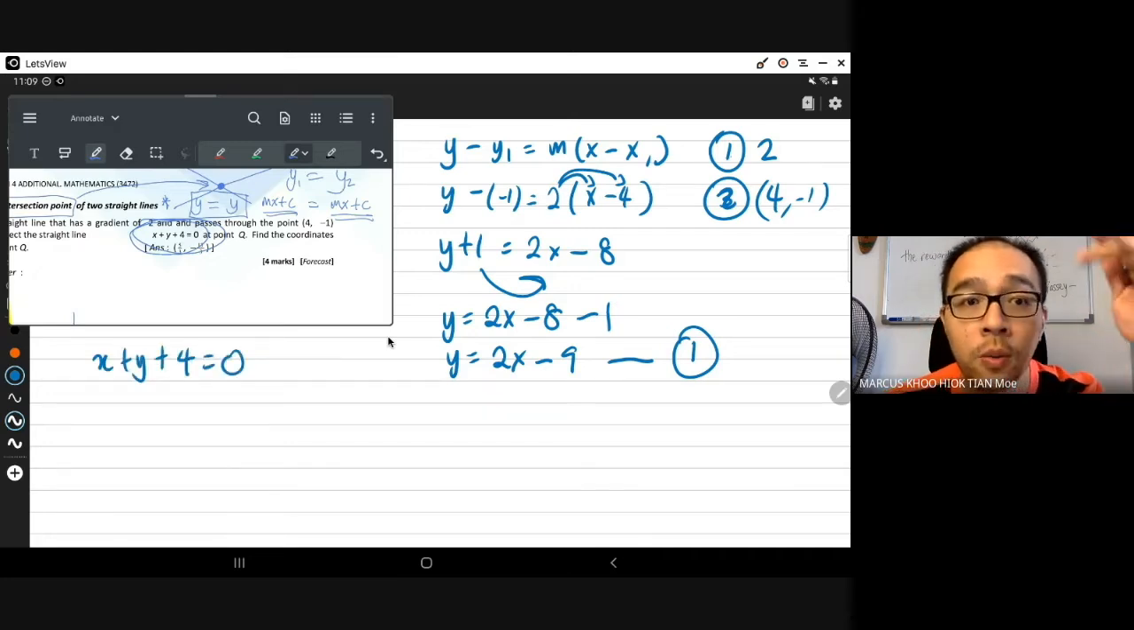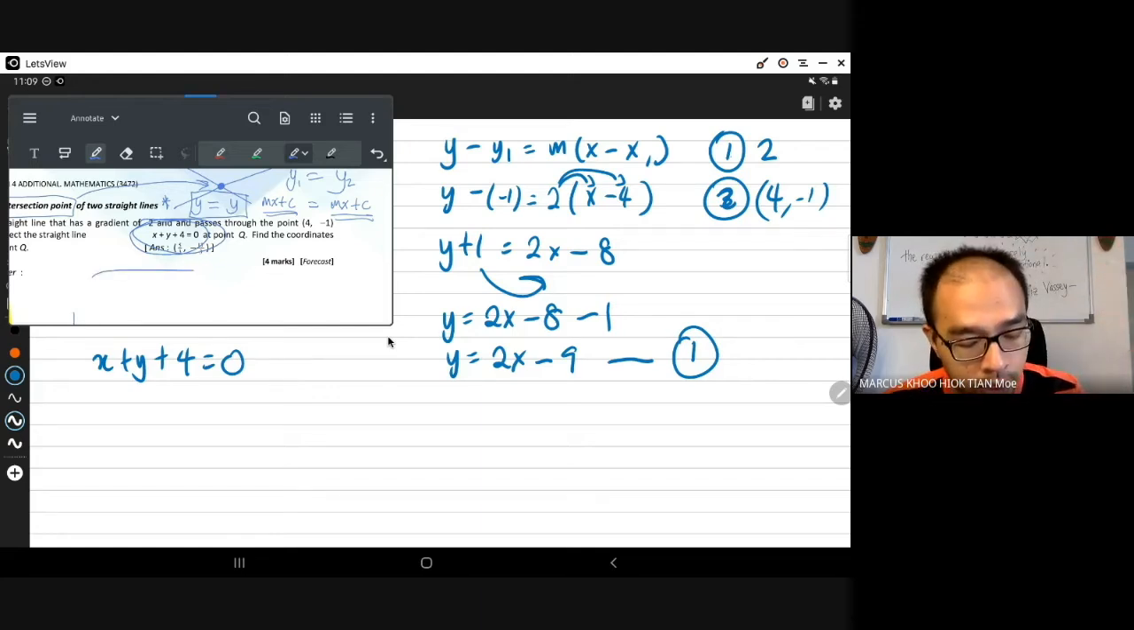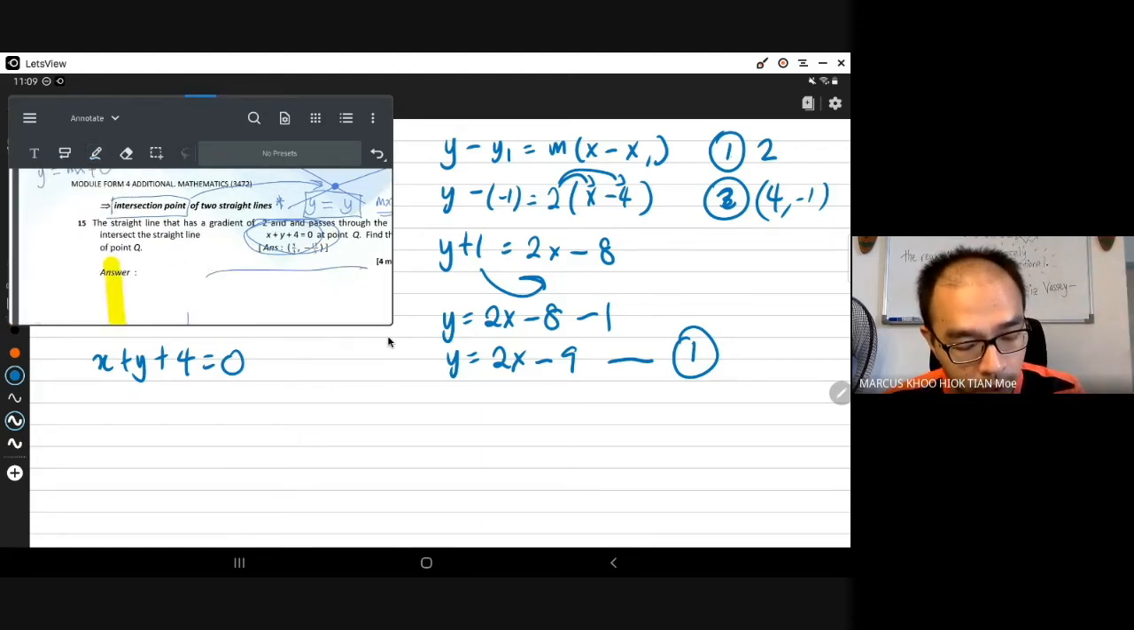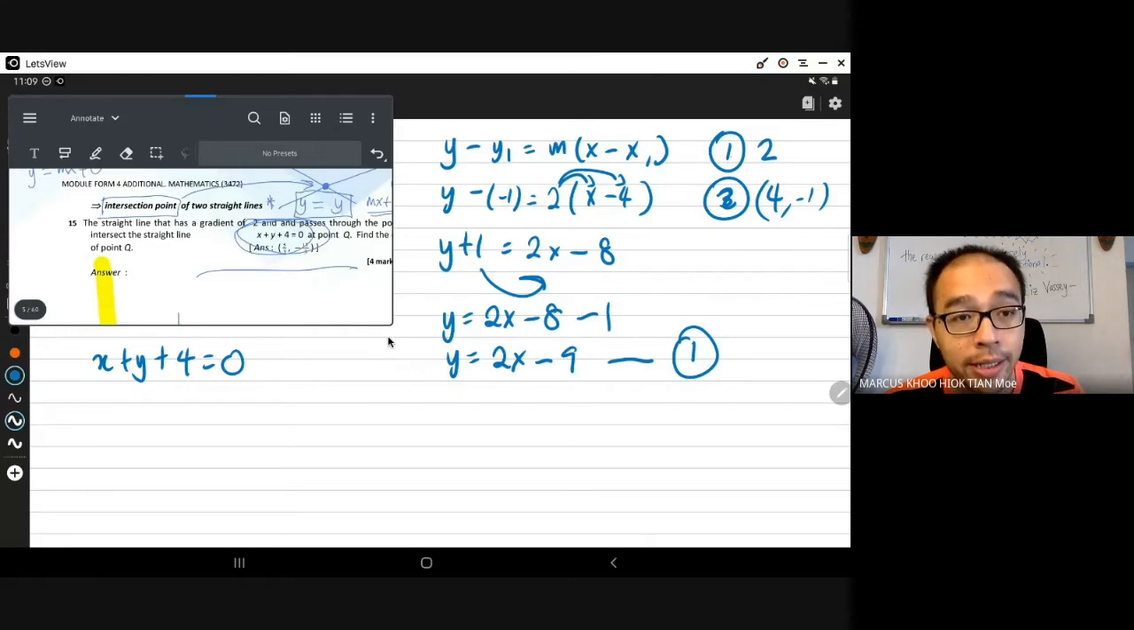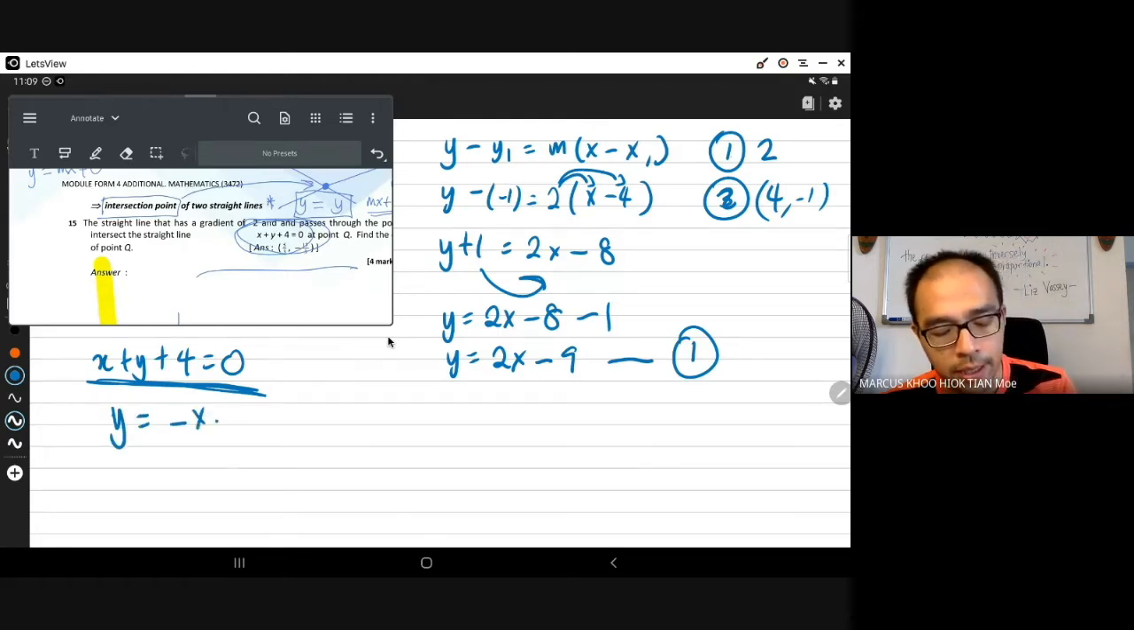Now remember, when I want to find the coordinates of the intersection point, I must have y equals to y. So that means this one I have to change. I bring the x and the 4 across. I'll get y equals to -x minus 4. And this is my second one.